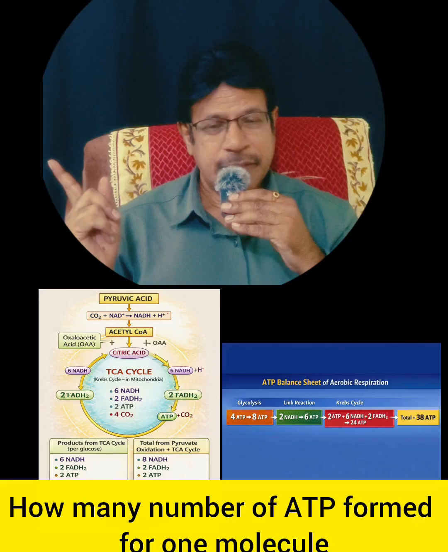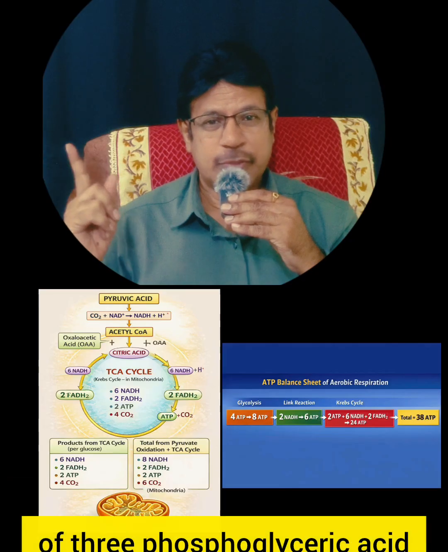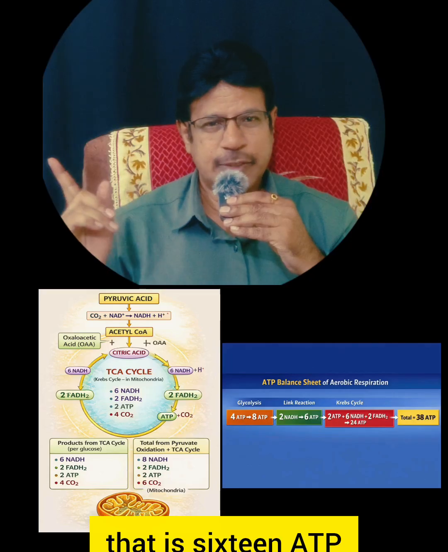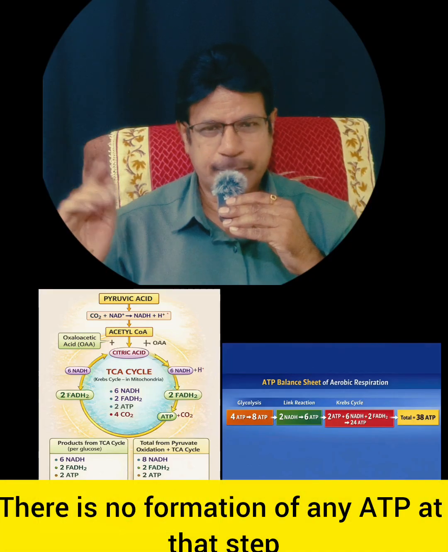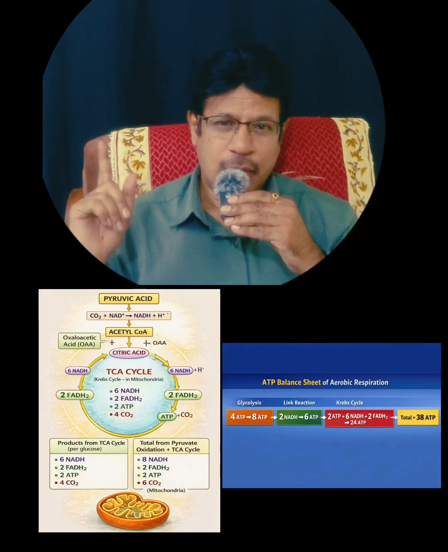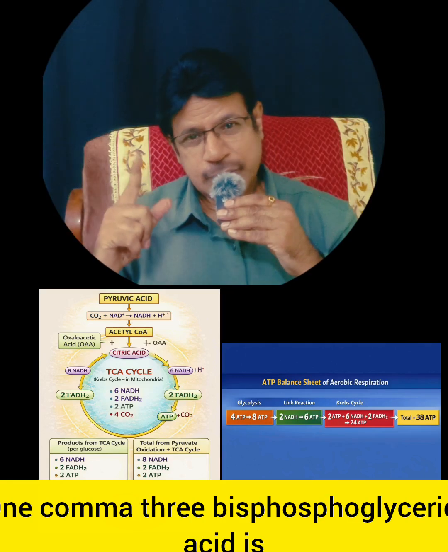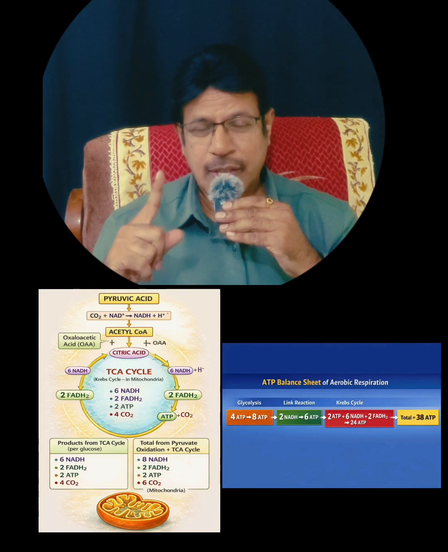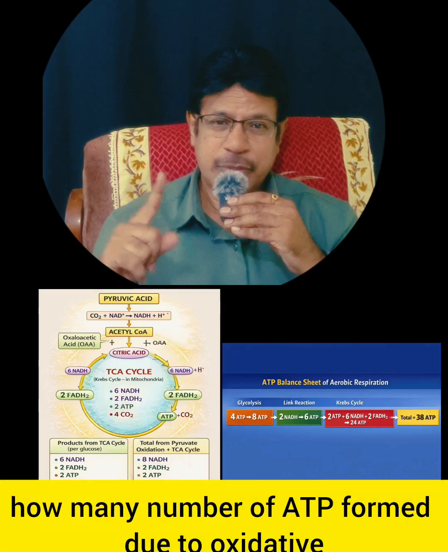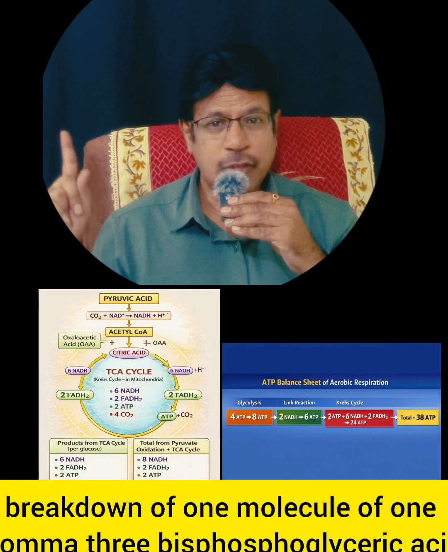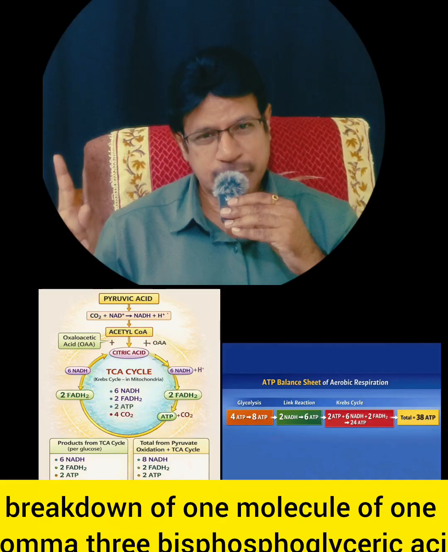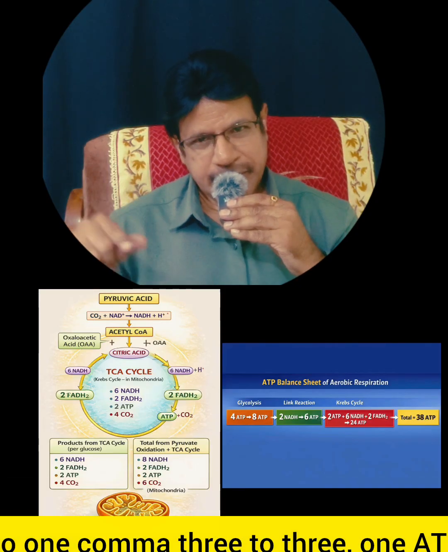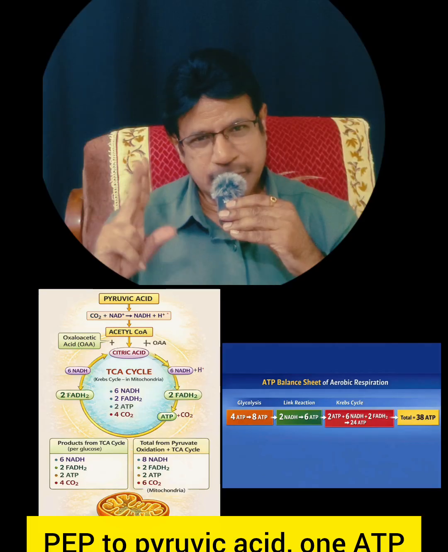How many ATP are formed for one molecule of 3-phosphoglyceric acid? The same number, that is 16 ATP. There is no formation of any ATP at that step. Next, 1,3-bisphosphoglyceric acid gives 3-phosphoglyceric acid, and 1 ATP is formed. So the question is, how many ATP are formed due to oxidative breakdown of one molecule of 1,3-bisphosphoglyceric acid? 1,3 to 3, 1 ATP; PEP to pyruvic acid, 1 ATP; 2 ATP.